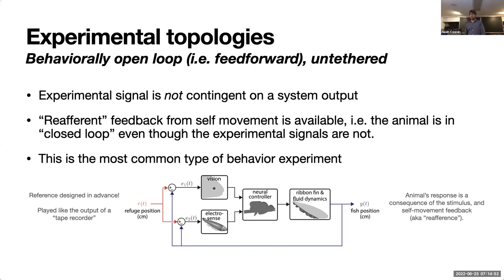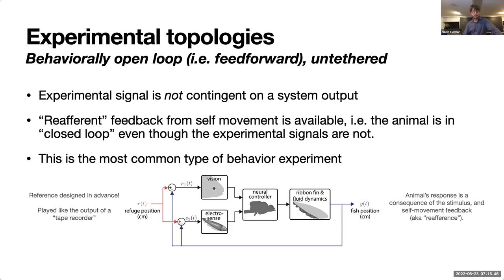So just really quickly, some overview of experimental topologies. Probably the most common one in behavior is a behaviorally open loop, untethered experiment where you provide some stimulus to an animal and examine its behavior in an untethered context. So that is to say, it's not bound, for example, a cockroach riding on top of a tread ball or a fly glued to the end of a stick. Those would be examples of tethered behavior. But an animal moving in a free environment where you can control sensory stimuli in an open loop fashion, meaning to say, as I've written here, you design a reference stimulus in advance, you play that reference stimulus to the organism, and you measure its response.